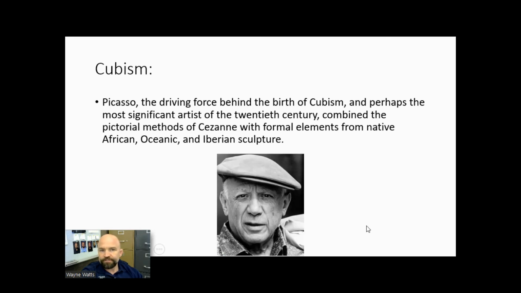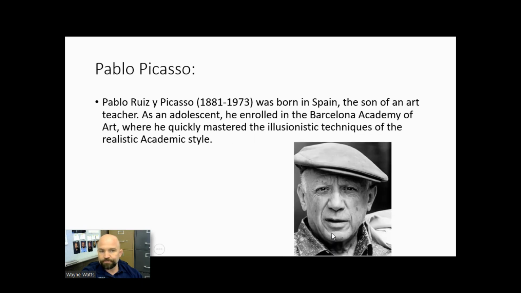Picasso, the driving force behind the birth of Cubism and perhaps the most significant artist of the 20th century, combined the pictorial methods of Cezanne with formal elements from native African, Oceanic, and Iberian sculpture. Pablo Ruiz y Picasso was born in Spain, the son of an art teacher.